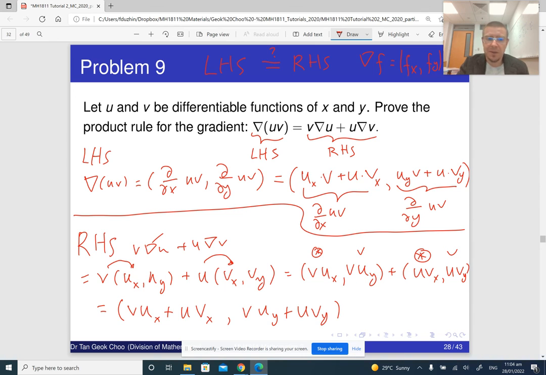Okay, that's it. And now we just want to compare. Is it the same as the left hand side? And the answer is yes. If you just look at these two expressions, they're the same, right? So it's just the same as the left hand side. So that's all.